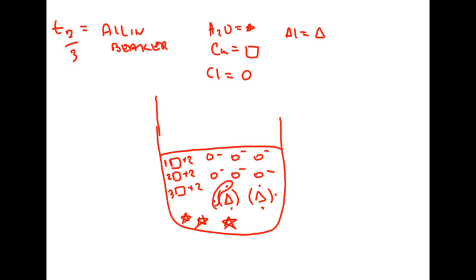So these 2 would go here. These 2 would go here. And these 2 would go here. And this would tell us how to draw our T1, or our final products, for our particle picture.